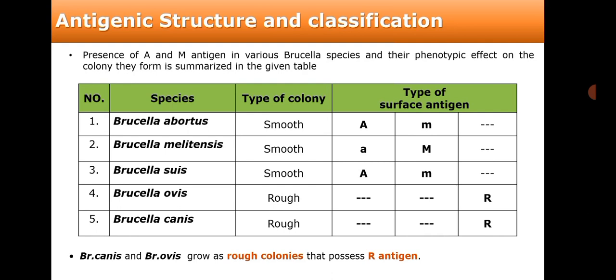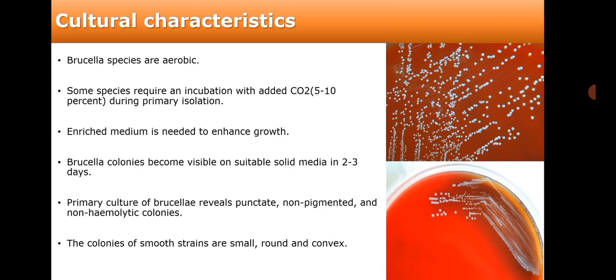Cultural characteristics. Brucella species are aerobic. Some species require an incubation with added CO2, 5 to 10% during primary isolation. Enriched medium is needed to enhance the growth. Brucella colonies become visible on suitable solid media in 2 to 3 days. Primary culture of Brucella reveals punctate, non-pigmented and non-hemolytic colonies. The colonies of smooth strains are small, round and convex.